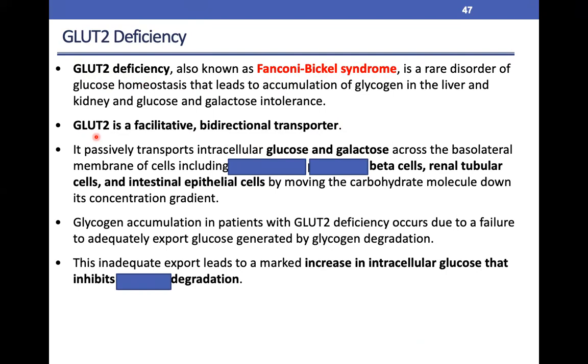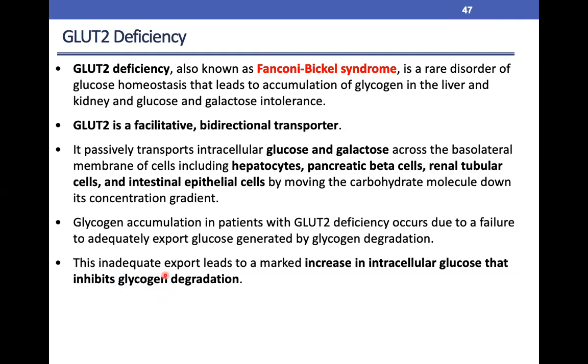Give me two organs, examples of two organs that express GLUT2. Perfect, liver and pancreas. And then what is not being degraded, right? So if I have accumulation of glucose, I said it's going to lead to an accumulation of something. What is that? The storage form of glucose, what is that called? Glycogen. Perfect, yeah.